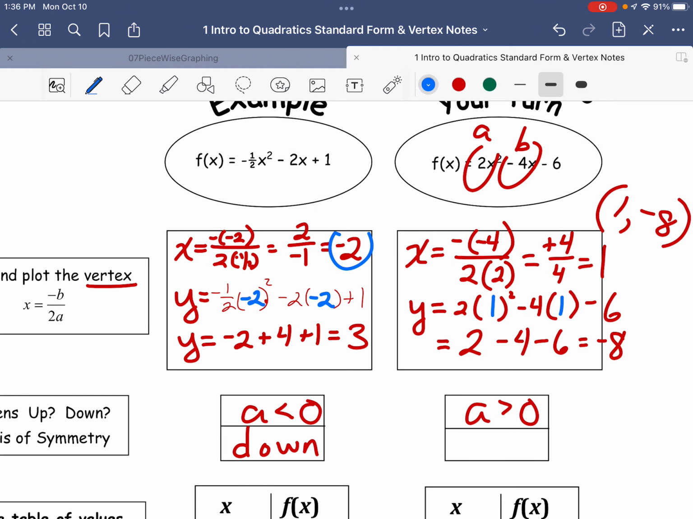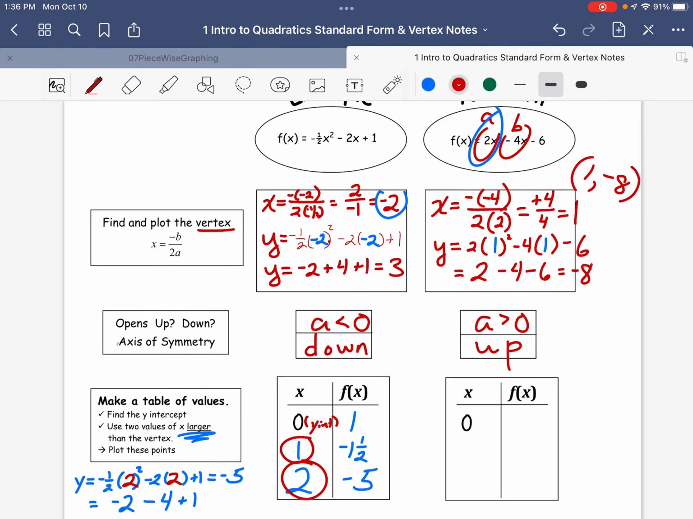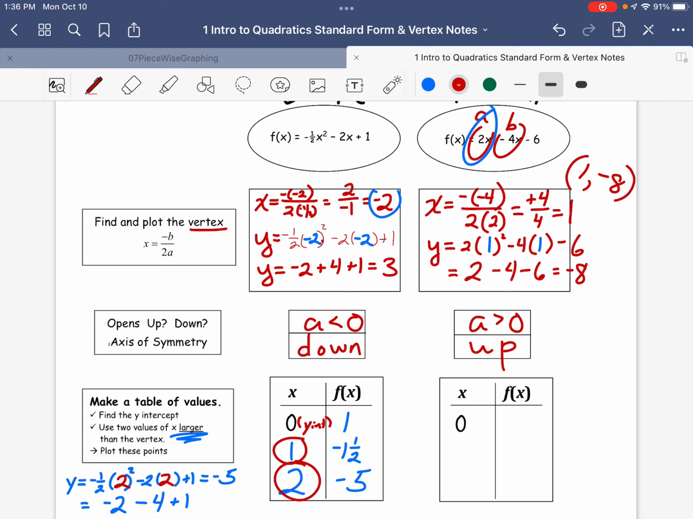The a value is the number 2. Of course, that's greater than 0, so we end up with a graph, a parabola that's going to open up.